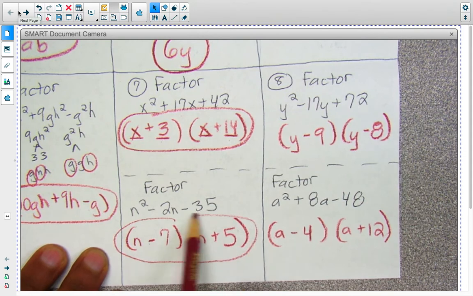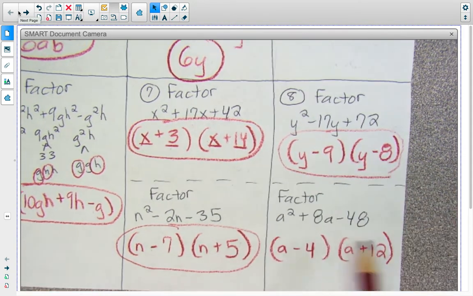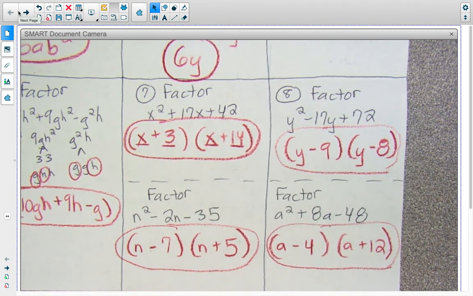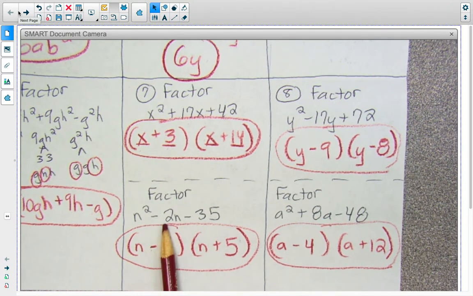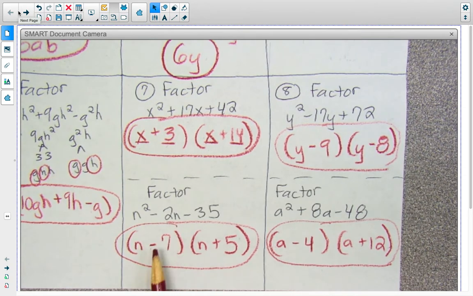So hopefully you did try to pause before you watched and got your answers here. But these are your answers for these problems. It's got to multiply to give you the last number. So negative 35 adds to give you negative 2. Negative 7 times 5 is negative 35. I add these two numbers together, I get negative 2. Multiply to get the last number, add to get the number in the middle.